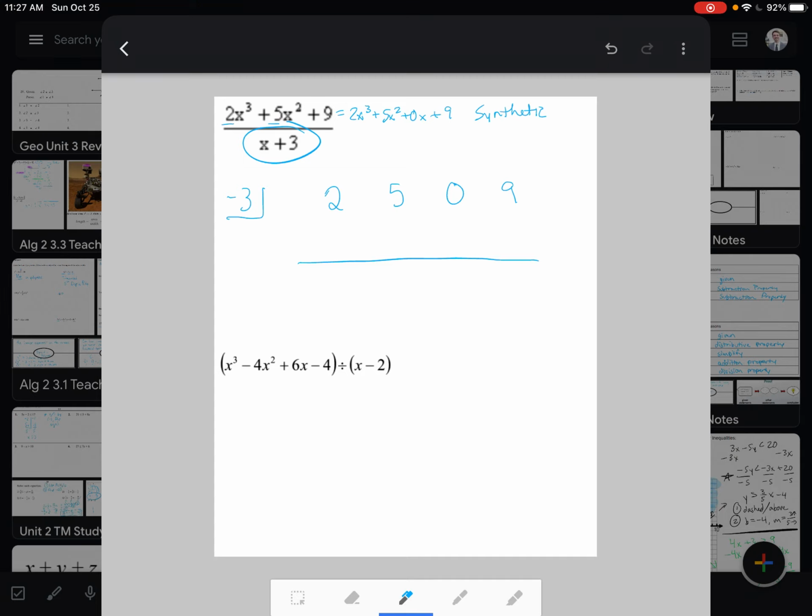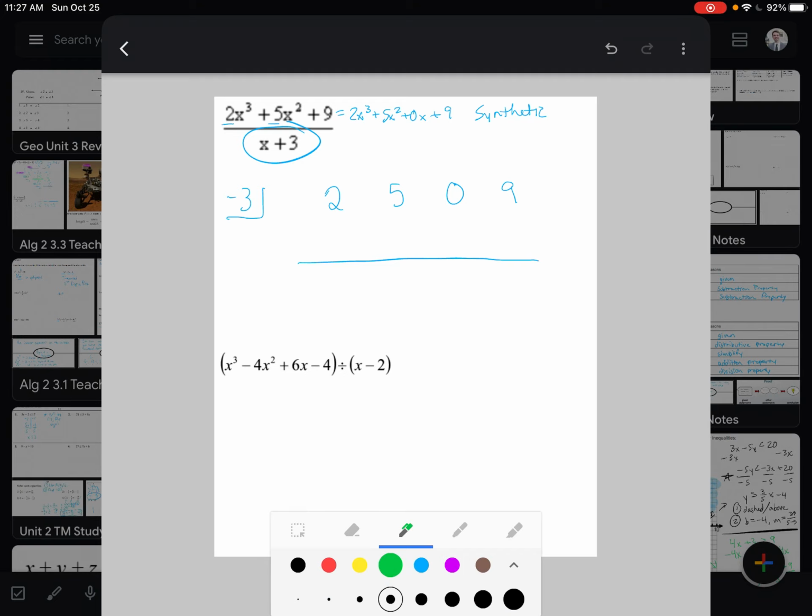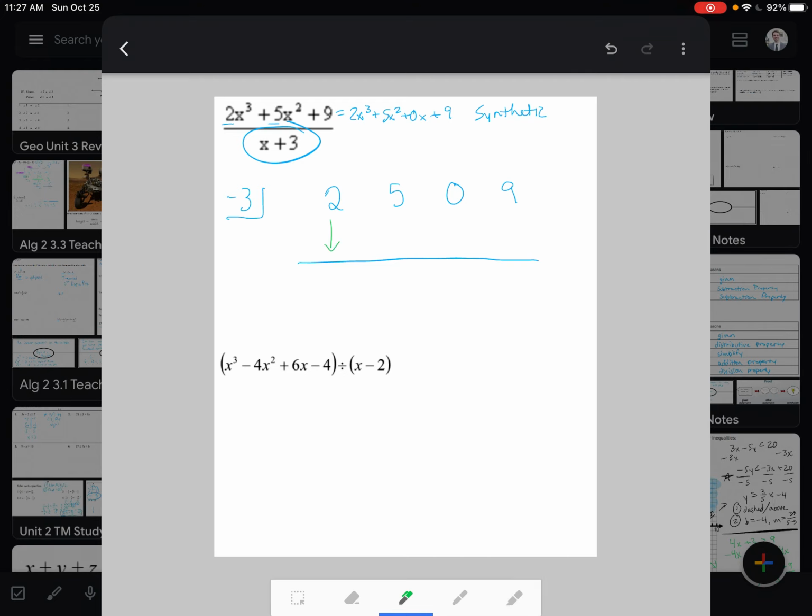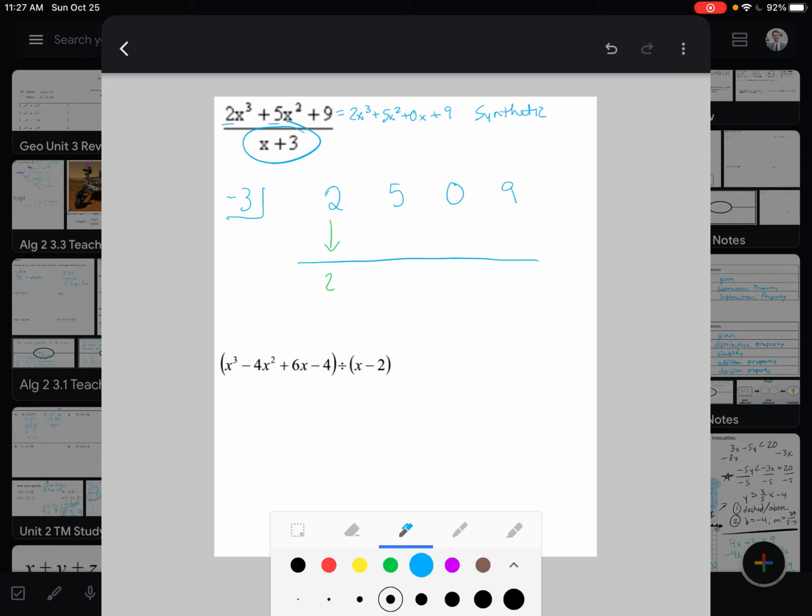So synthetic's a little bit weird. There's some steps to follow. So again, the setup is the most important thing. Make sure we have the 2, 5, 0, and 9, and then we have the opposite of that 3 there. Our next step, and I'll do this in a different color, is we actually just bring the first number directly down. So it's always a 2. And then we just kind of follow some procedures and we make our way to the end of the question.